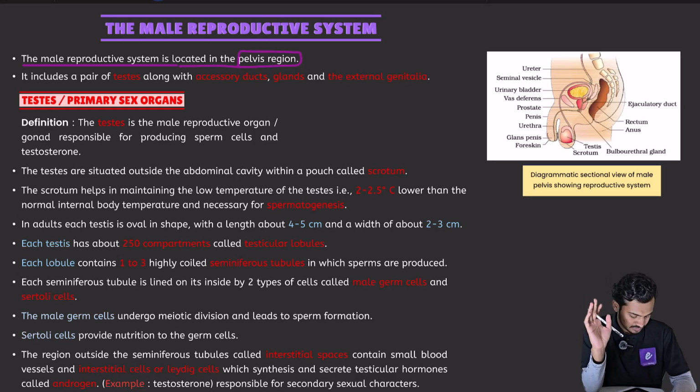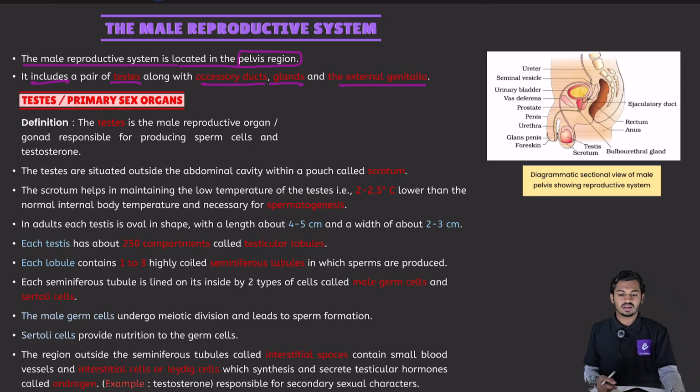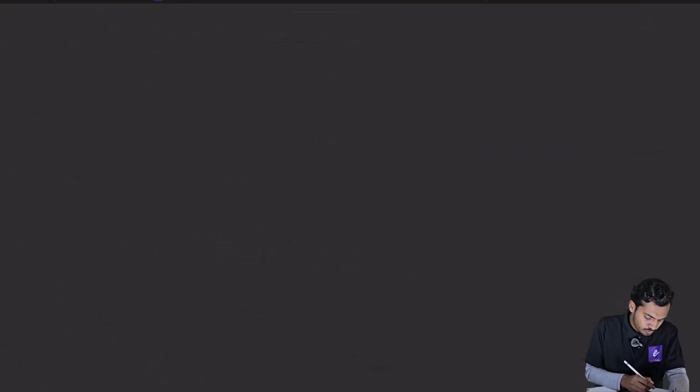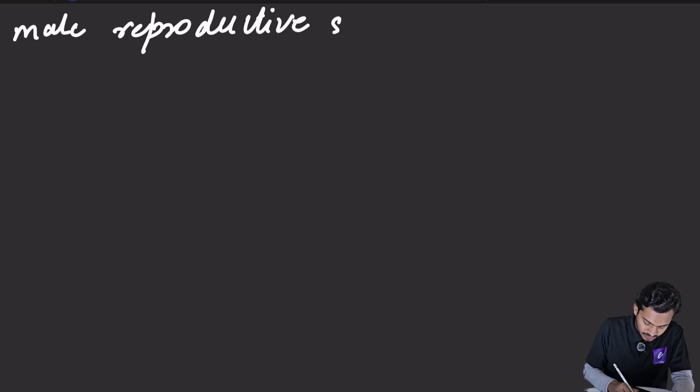तो मैंने ऑलरेडी आपको ये बोला था कि मेल हो या फीमेल रिप्रोडक्टिव ऑर्गन्स हो, they are located in the pelvic region. Now मेल रिप्रोडक्टिव सिस्टम के अंदर क्या क्या ऑर्गन्स आते हैं? Male reproductive system includes testis, accessory ducts, glands and external genitalia. सो मैं इधर लिखता हूं, male reproductive organs. What are the structures in male reproductive organs? What are the organs present in male reproductive system?